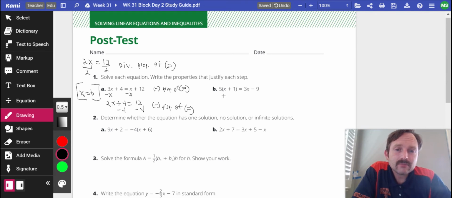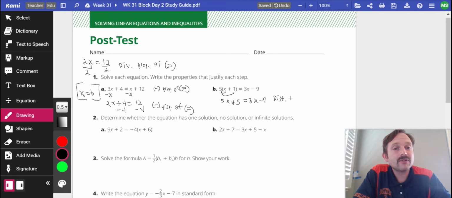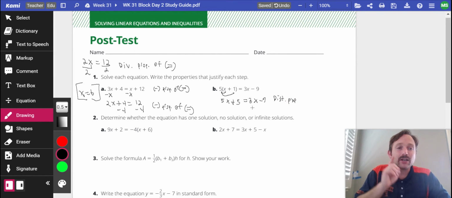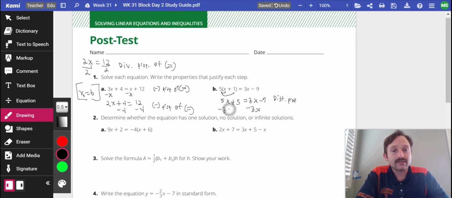All right, so B. We're going to use the distributive property to get rid of this parentheses, this grouping. So this is 5 times everything inside. So this is 5 times x and 5 times 1. So I get 5x plus 5 is equal to 3x minus 9. So that's the distributive property. So I'm going to write distributive prop. Now we're going to move the variables so they're all on one side. So I'm going to minus 3x on both sides.